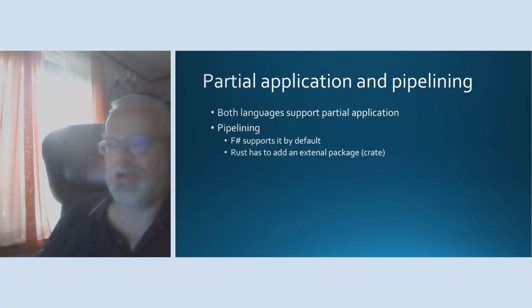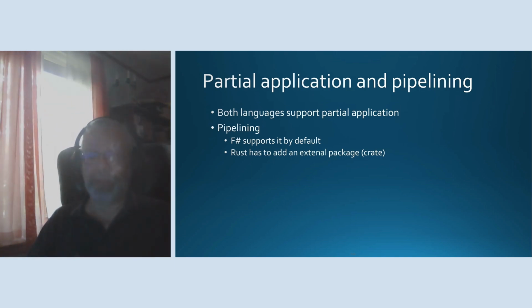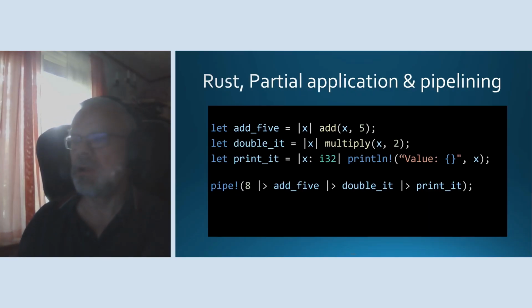Another thing is partial application and pipelining. Both languages support partial application, pipelining as well. F# supports it by default. In Rust, you have to add an external package for this. So for partial applications, you can say that add5 is a function that takes 1 parameter, x, and what it does, it adds x and 5.